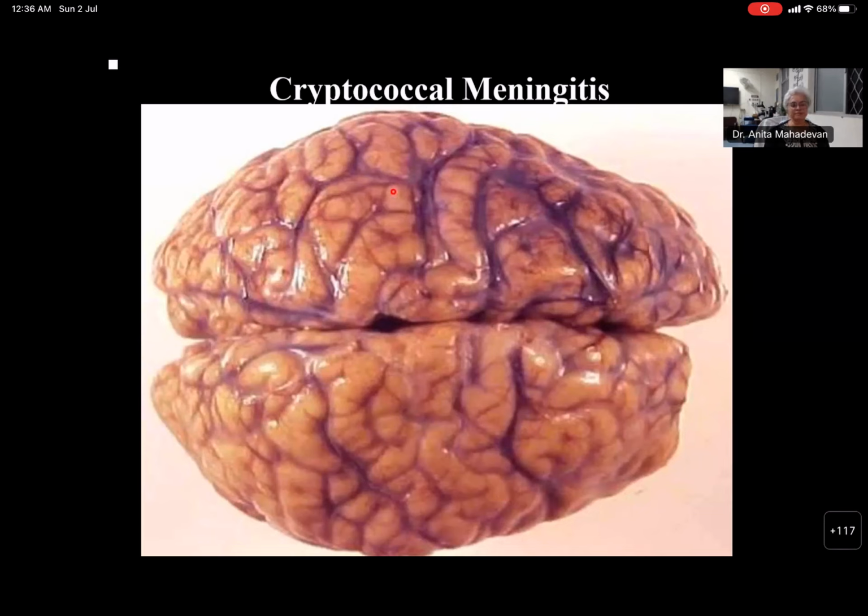So this is a classical example of cryptococcal meningitis. And you can see the entire brain is covered with a beautiful glistening, gelatinous exudate. In fact, when you take it in your hand at autopsy, it slips through your hand. And that is diagnostic of Cryptococcus.